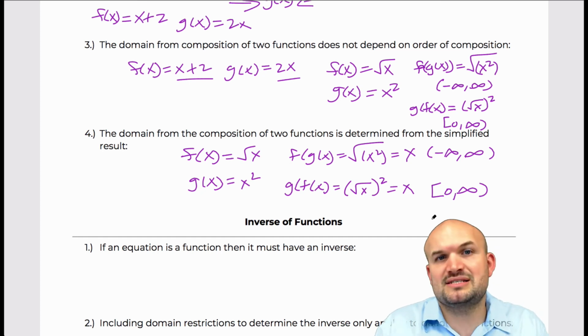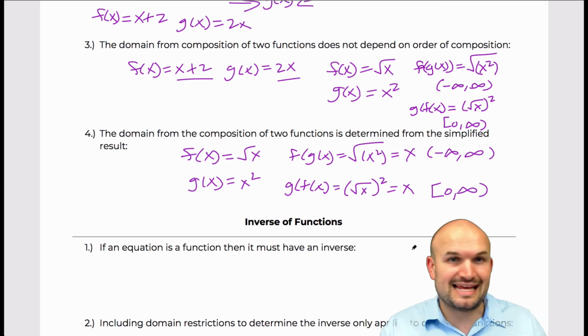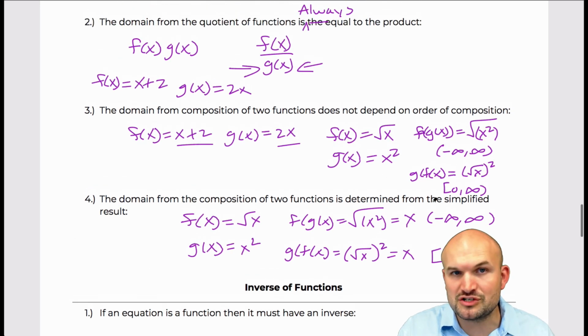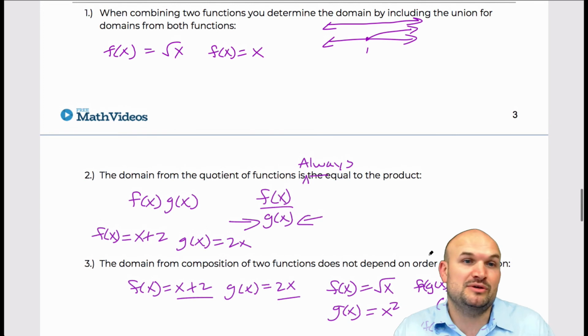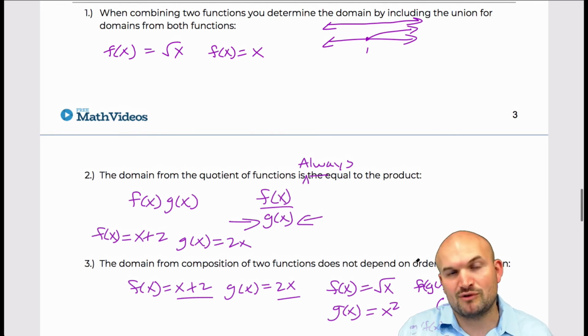So those are some of the misconceptions that I came up with for operations of functions. I would love to hear what misconceptions you have, or that you thought of, that you think would be great to add to this list.